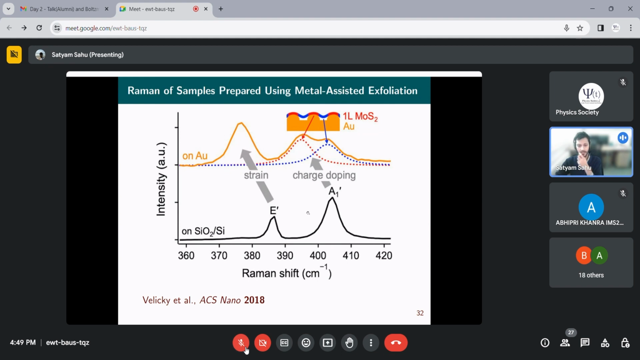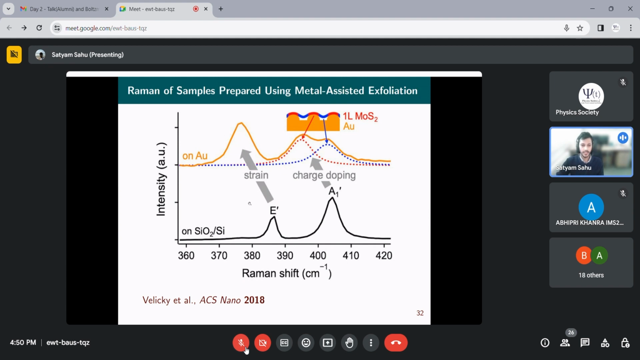If we see, we have the E mode here, which moves a bit to the left when it's on gold, and similarly another mode, around 405, has also moved and has also split into two different modes, which suggests that the metallic substrates are heavily affecting the properties of the material system.